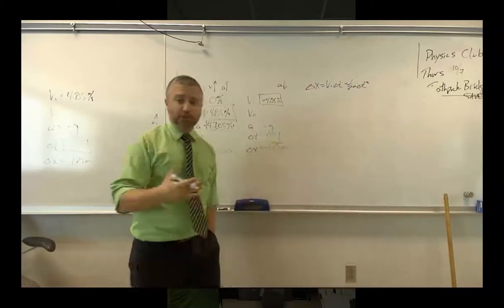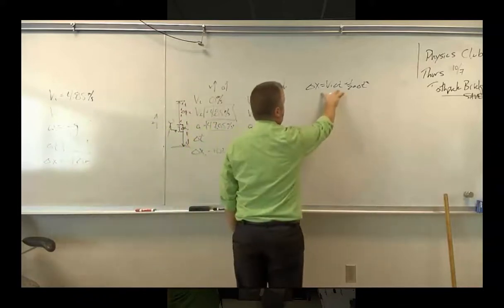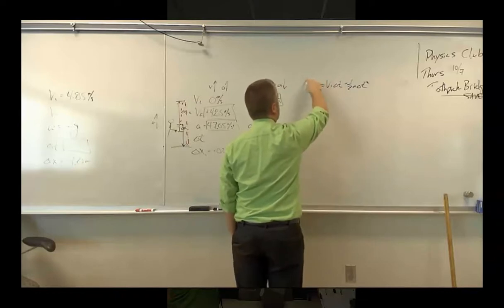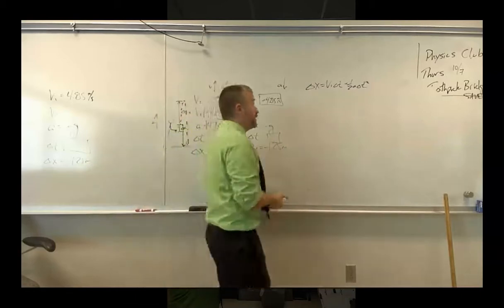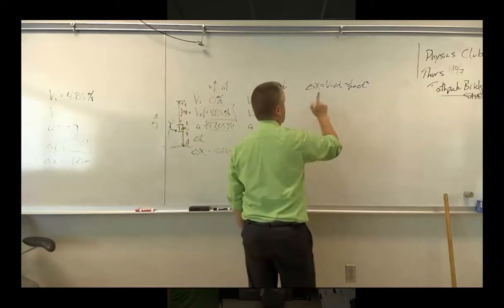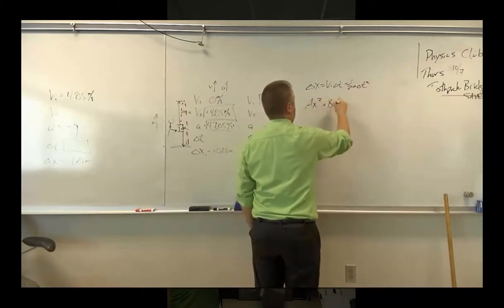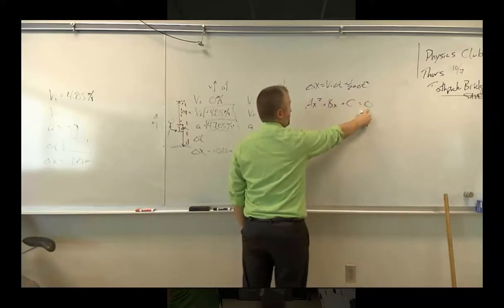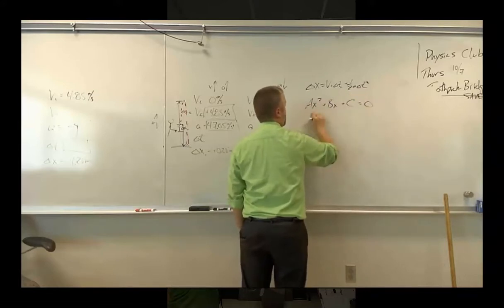And I don't usually like to plug numbers in early, but I'm going to do that now. Because there's a t squared, a t to the first, and a t to the zeroth, this is a quadratic. And so we solve quadratics by the quadratic equation. The quadratic equation assumes, actually let's make that a capital A, that everything is equal to zero. So we're going to set this up while we plug numbers in the same way that this looks here.